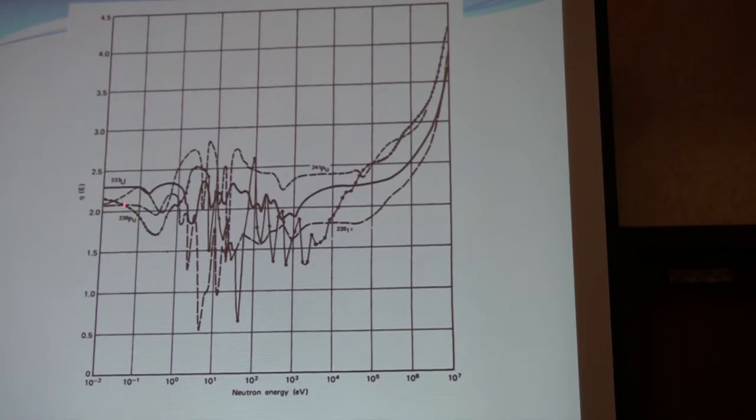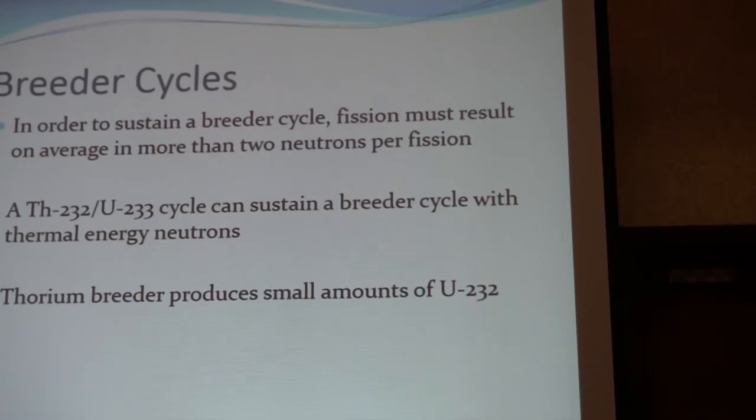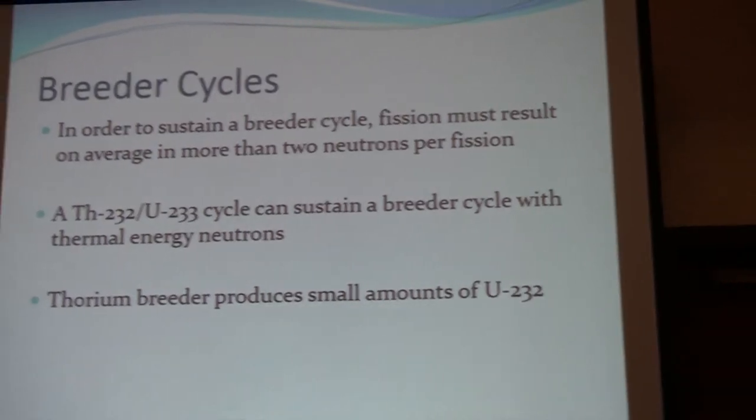In the thermal energy range, the only one that is really practical is uranium-233 from thorium-232. You can also make a perfectly good breeder reactor using plutonium. As you can see, at higher energies you get more neutrons, so the neutron economy increases, and you can make a fast breeder reactor too, which they have done quite successfully. And this is a summary of what I just said.